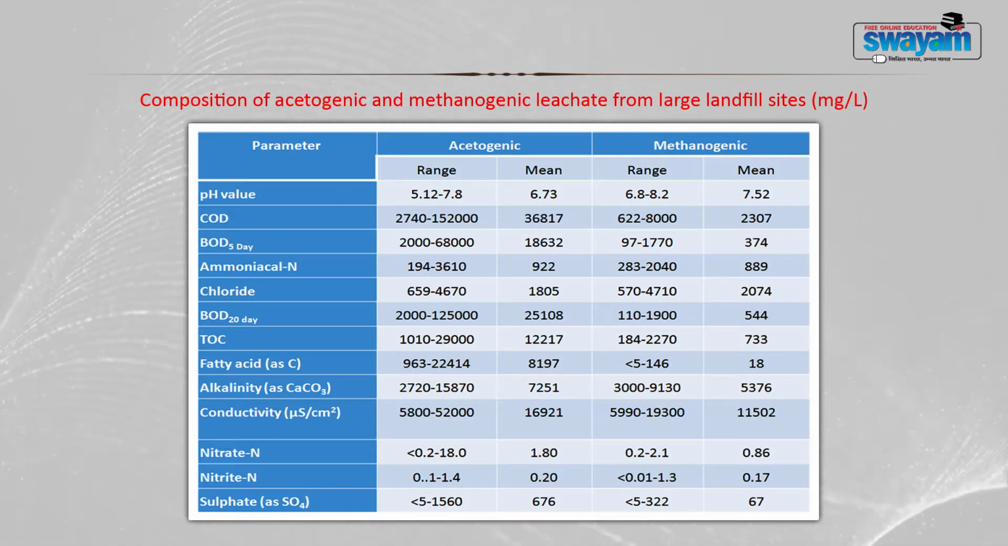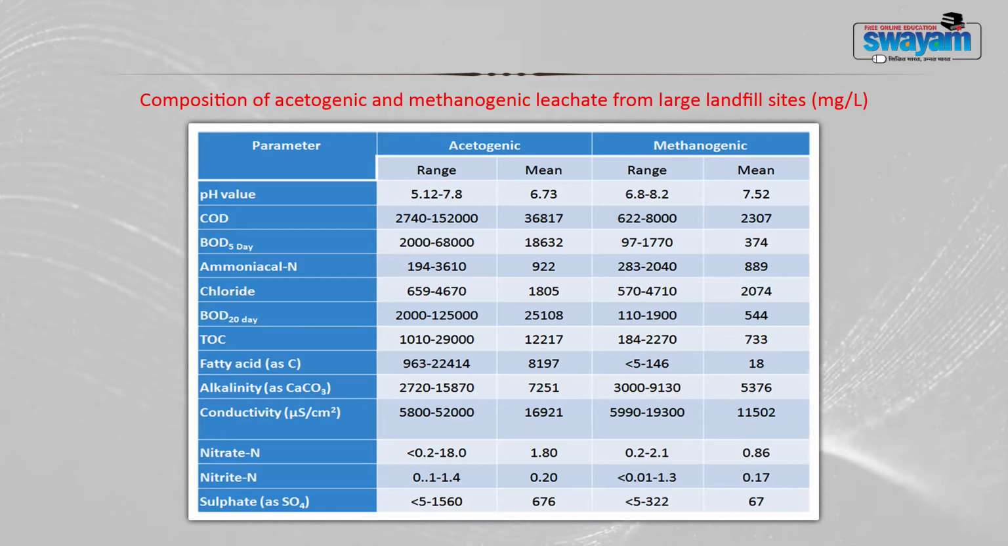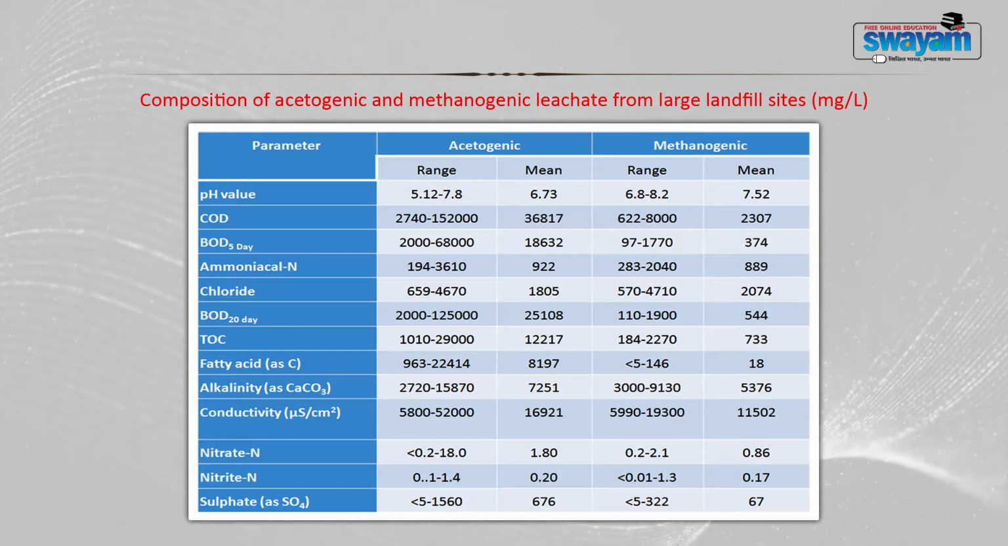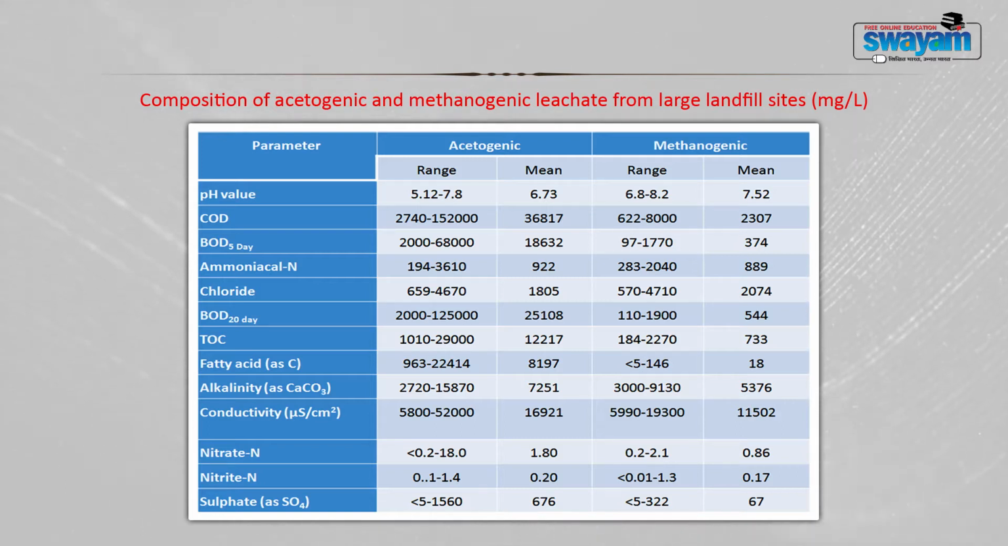COD is very high. In the initial phase, that is the acetogenic phase, the COD will be around 36,000 milligram per liter, and in the methanogenic phase it will be around 2300 milligram per liter, because all the organic matter would be utilized and it results in the generation of gases like carbon dioxide and methane. Likewise, you can see all the parameters, but the ammoniacal nitrogen, which is around 922 milligram per liter in acetogenic leachate, is almost the same in the methanogenic phase. The nitrogen that is present in the landfill almost remains the same and does not show any variation.